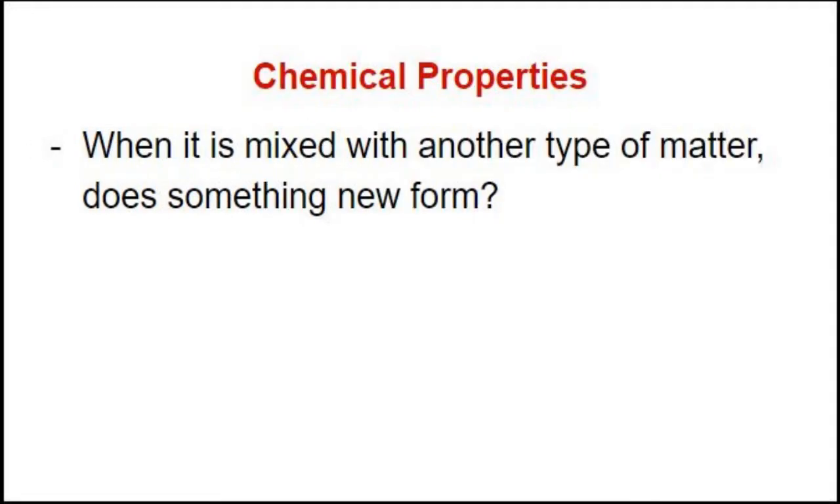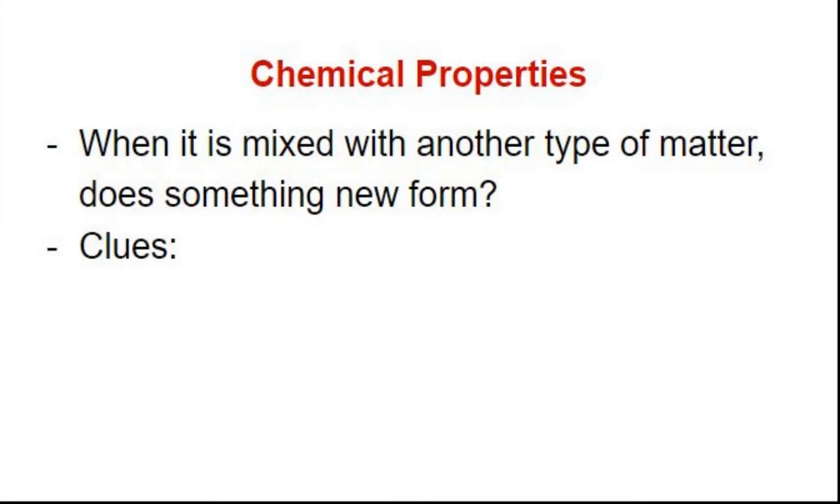When we think of chemical properties, what we're thinking about is when we take matter and it's mixed with another type of matter, does something new form? Atoms and molecules, atoms are rearranged to create something new. So there are clues you can look for when you are trying to find out if there has been a chemical change, if something new has been formed.